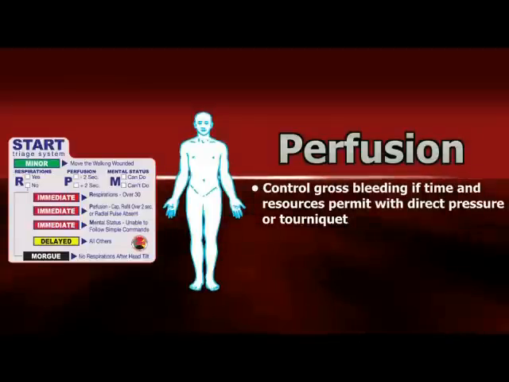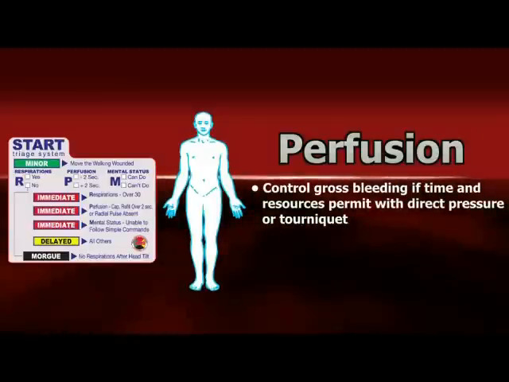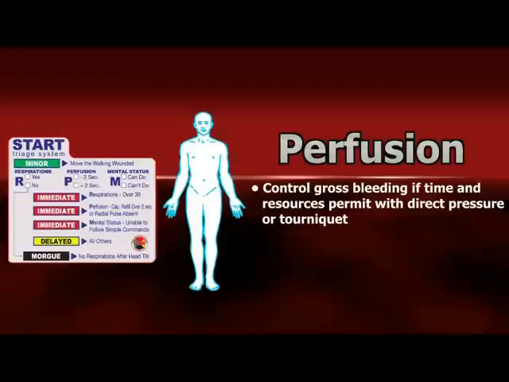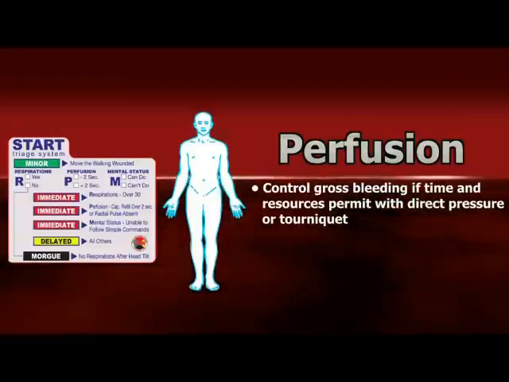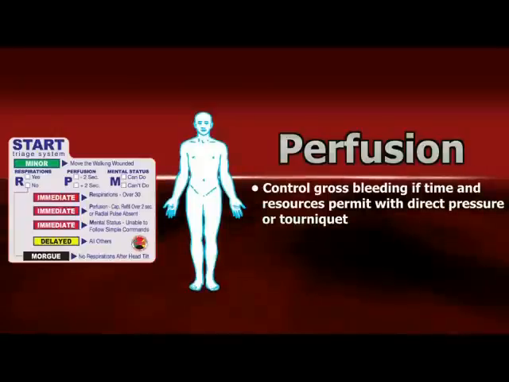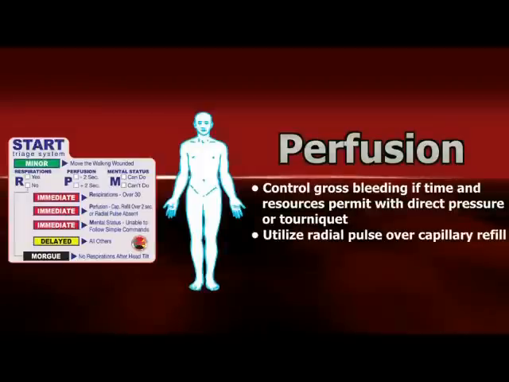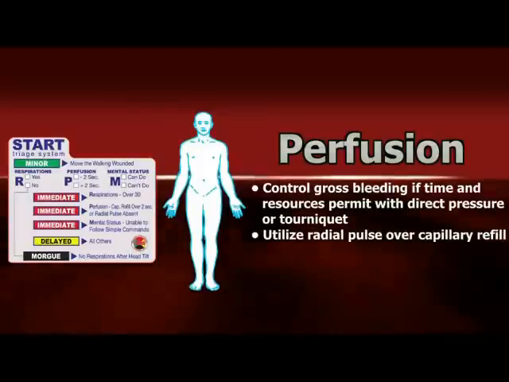Gross bleeding that can be quickly controlled with direct pressure should be immediately addressed. A bystander can assist in maintaining pressure until more first responders are available in the triage area to properly address the injury. The presence of a radial pulse is the most accurate rapid perfusion evaluation tool.